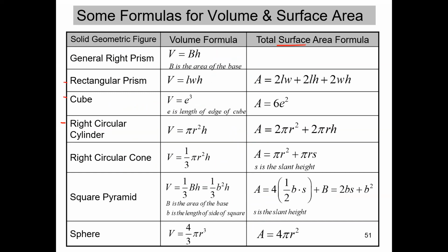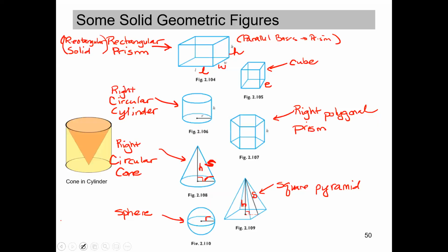Right, circular cylinder. Well, your base is going to be pi r squared. So here we are, pi r squared, and then multiply it times the height. And then if we wanted to find the surface area, not lateral surface area, but surface area, we're talking the base. Base's area would be pi r squared. The top right here would be pi r squared. So that's 2 of those.